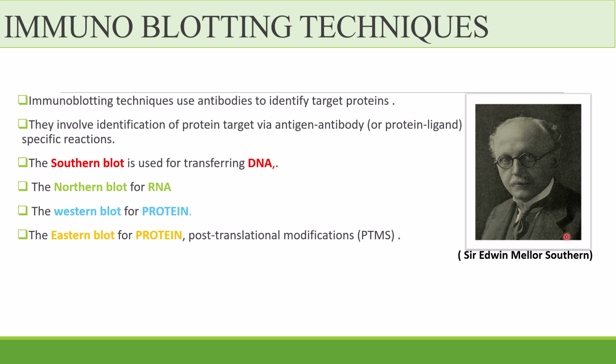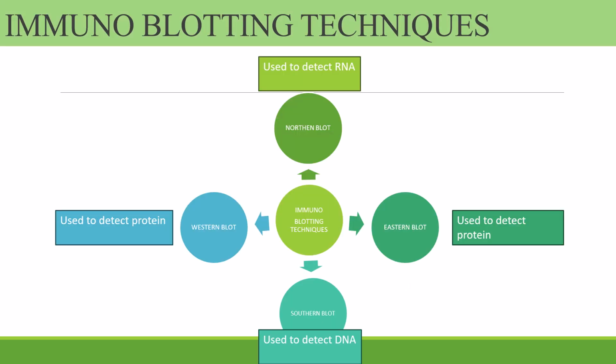Very simple. Why is it so? There is a story. Sir Edwin Mellor Southern invented the DNA detection method for the first time. For determination of DNA he used the term Southern blot. For that reason, later when something came for RNA, they termed it Northern blot. So, immunoblotting techniques, Northern blot, same, just a visualization of the previous slide.